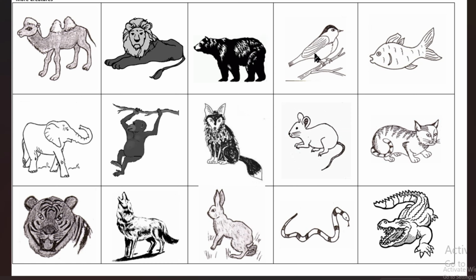Parandeh, bird. This is a bird. We also say gonjeshk, sparrow. This is a sparrow. Mahi, fish. This is a fish. The bird and the fish are harmless. They are not dangerous.